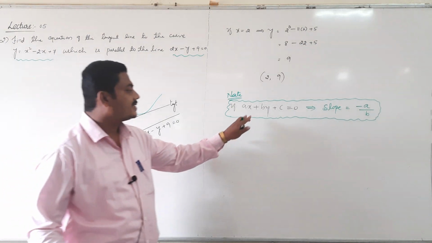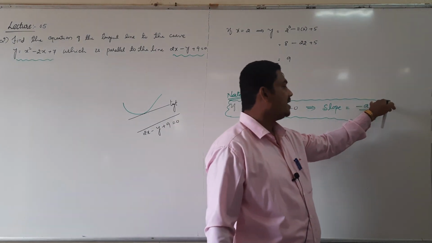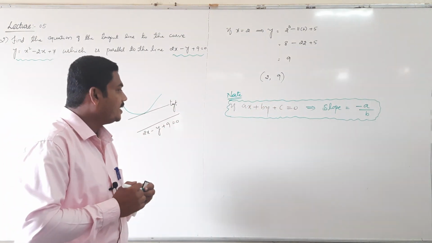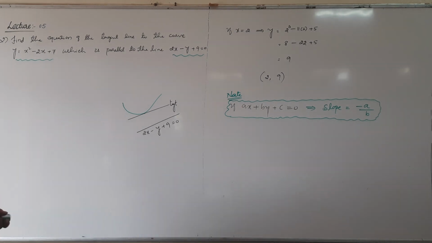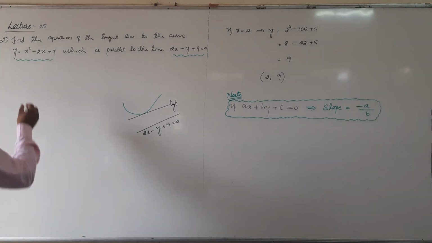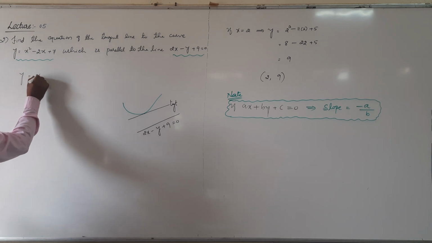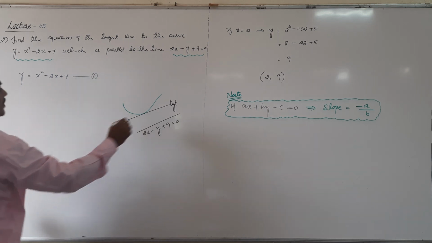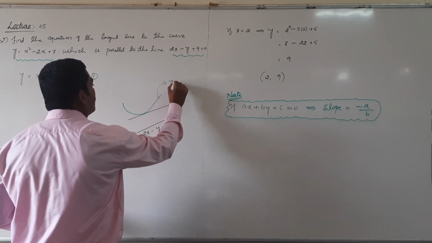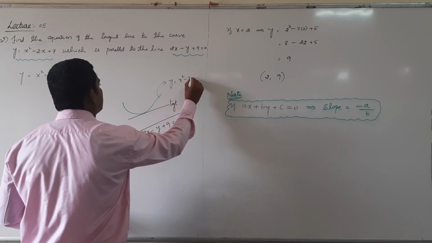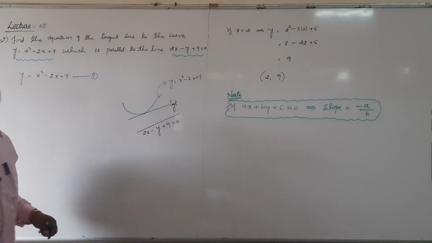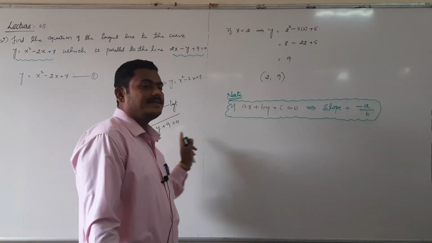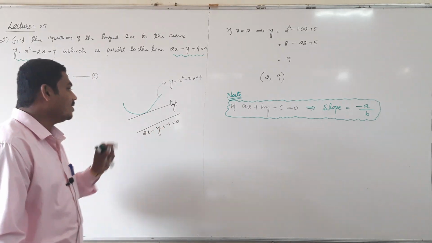Slope of the line ax plus by plus c equal to 0 is minus a divided by b. Remember this formula, right? Given that y is equal to x square minus 2x plus 7, this is the given curve, and this is the tangent line, and this is the given line. The tangent line is parallel to this line.